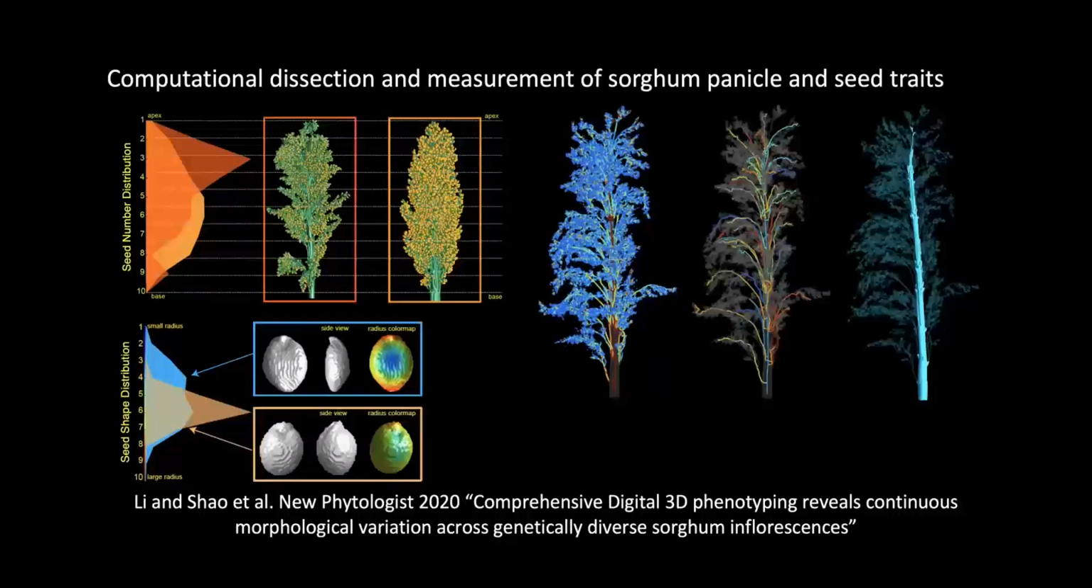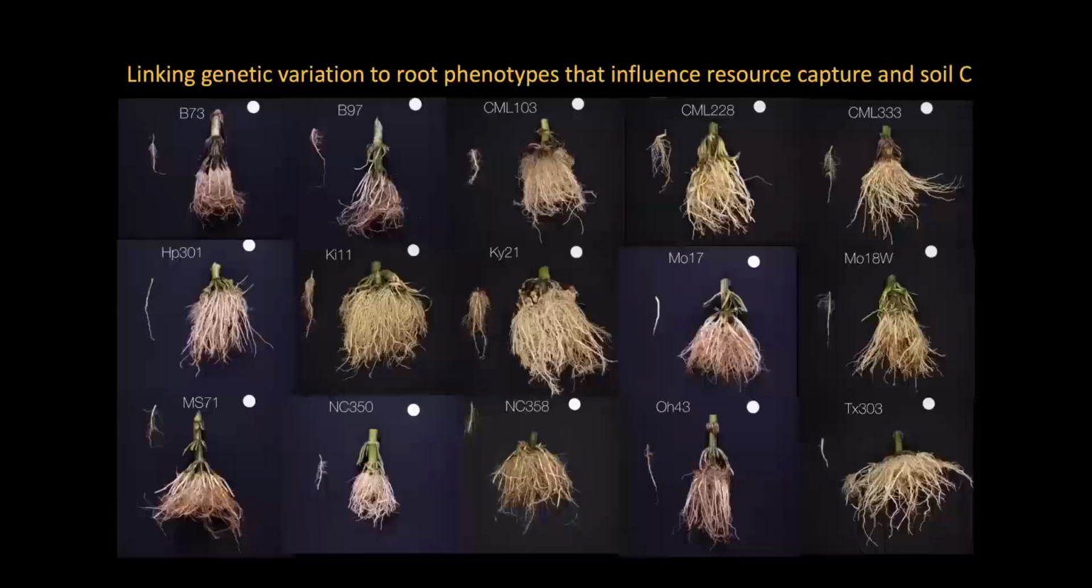We can further dissect into the branches, the nodes on the stem, et cetera, et cetera. So we can really dissect this and measure everything that we think is elemental to building that complex shape. Okay, so that's all I'm going to say, I think, about above ground stuff.